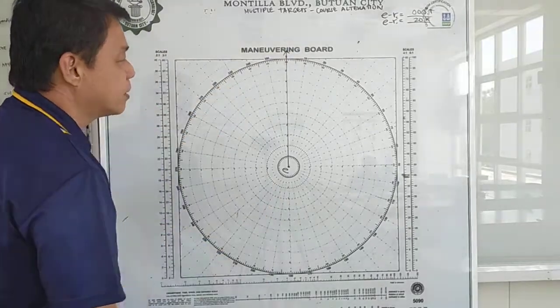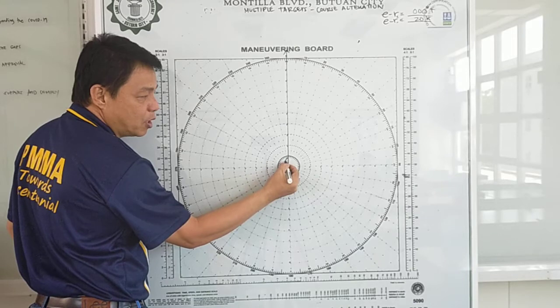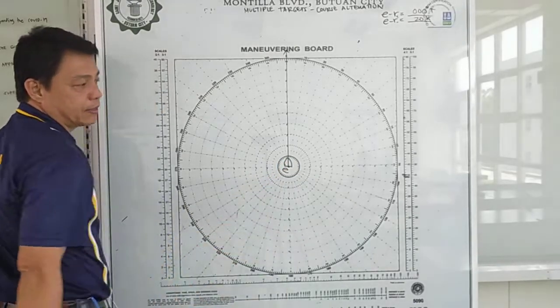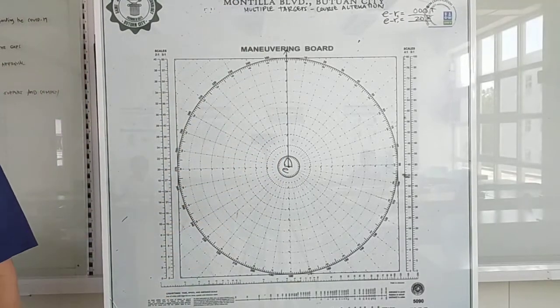That is E to R. So to avoid any confusion, you put the symbol of a vessel right there on E, para makabalo ka na ikaw na you're heading northbound. Okay, so 0, 0.